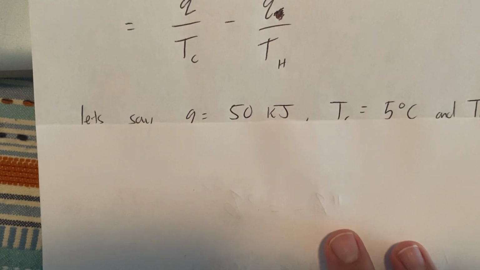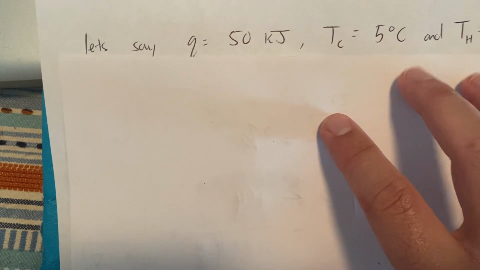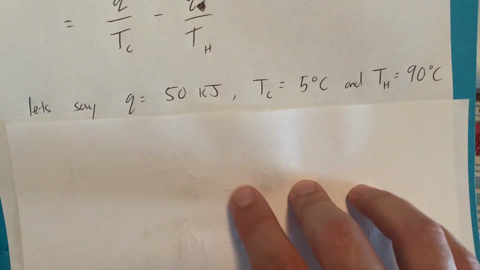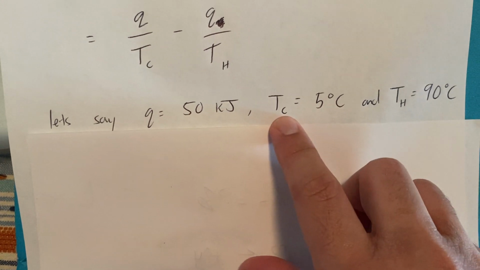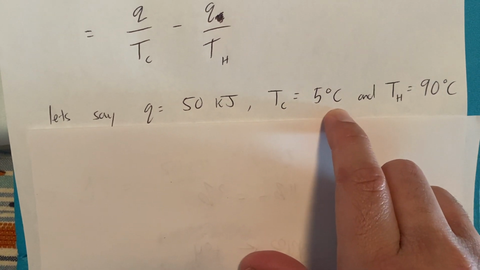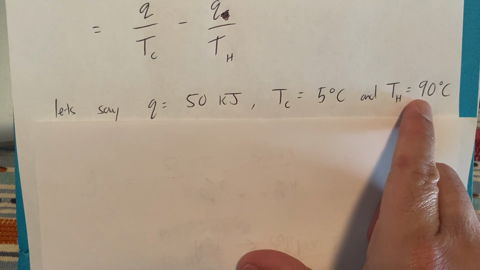So let's just plug in some random values. Let's say, for the sake of this discussion, the heat going between both of them is 50,000 joules, 50 kilojoules. The cold temperature is something small, like 5 degrees Celsius. The hot temperature is something large, like 90 degrees Celsius.